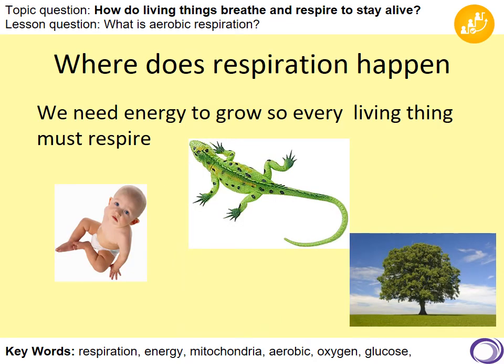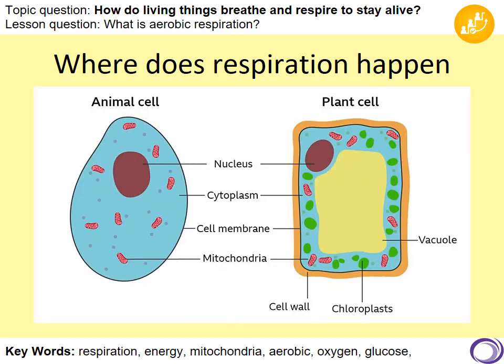And where does respiration happen then? Well, if we need energy to grow, every living thing must respire. But where does respiration take place? Well, here you'll remember this from way back in year 7. We've got an animal cell and a plant cell. And the things down the middle, the nucleus, the cytoplasm, the cell membrane and the mitochondria, are all parts which are common in both plant cells and animal cells.